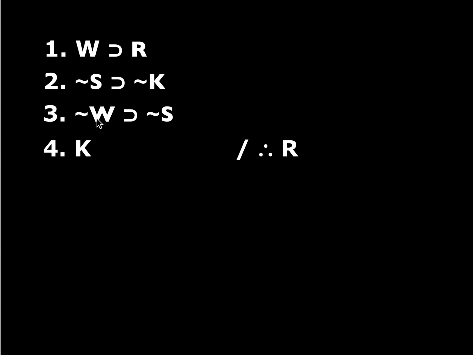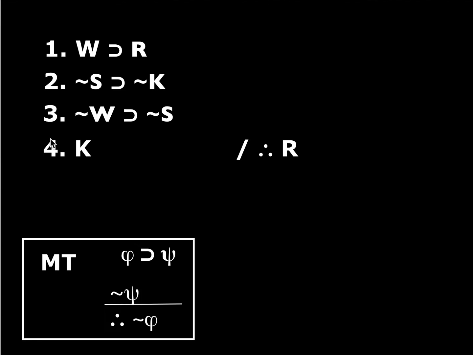What about here? Let's just check 3. There's a conditional. Do I have S anywhere? I don't. Okay, so except for DI, which you can always use, the only other rule we could use here is modus tollens on 2 and 4.